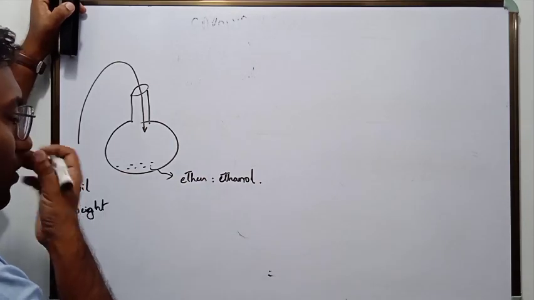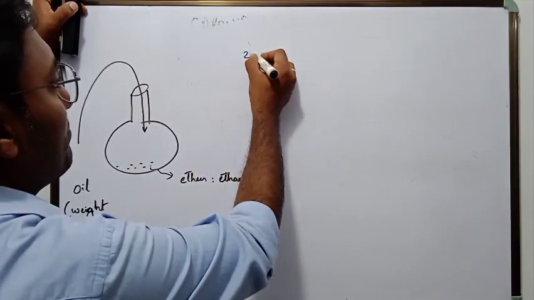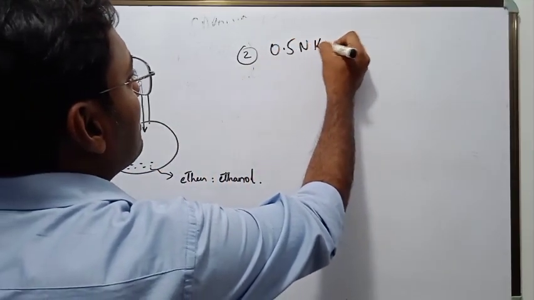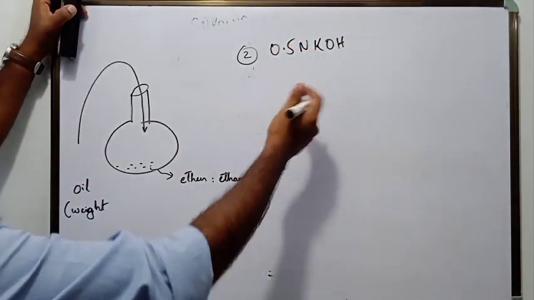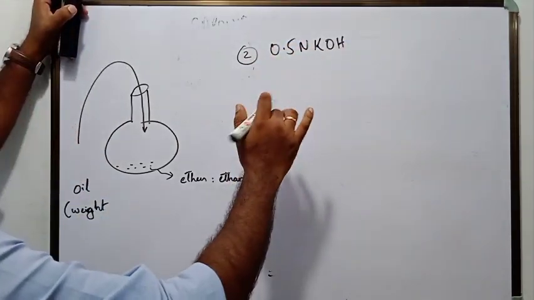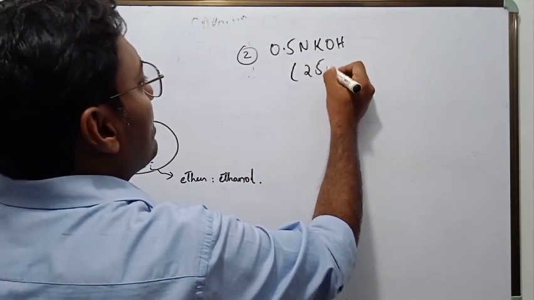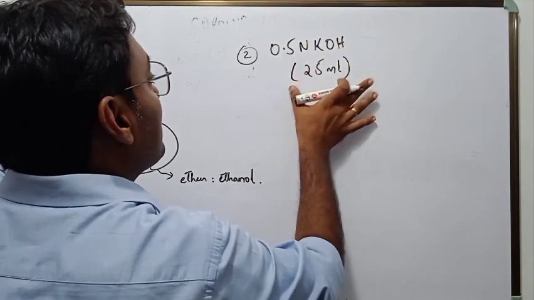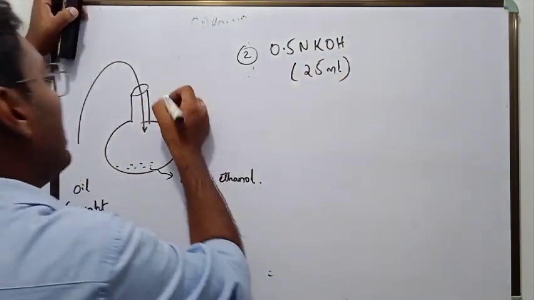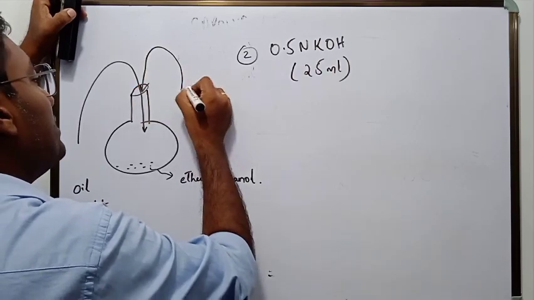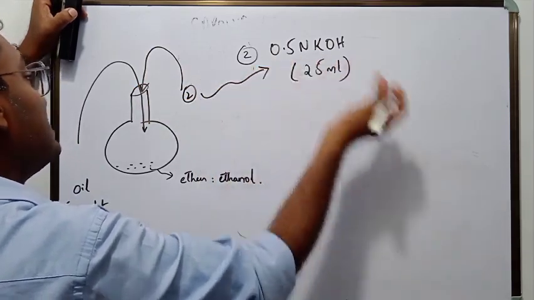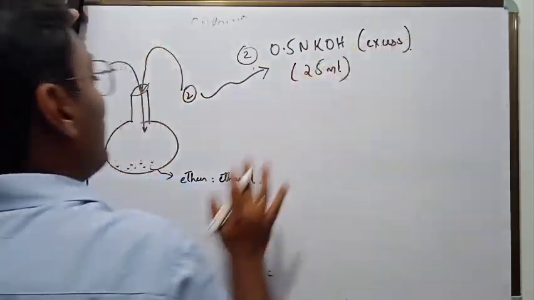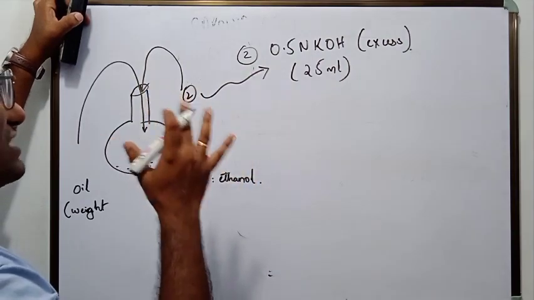Fine. Now in the second step, you add 0.5 normal KOH. For that you pipette out 0.5 normal KOH. Take an excess amount: you can take out 25 ml and put it in, 0.5 normal KOH in excess. Now what will happen? Yes, saponification will take place.